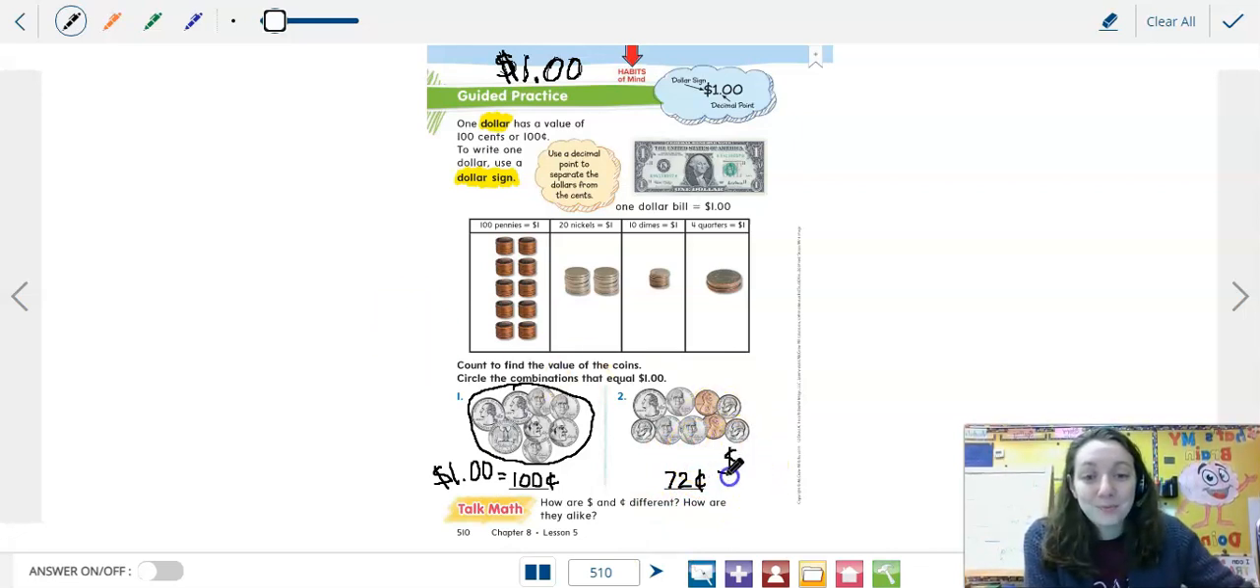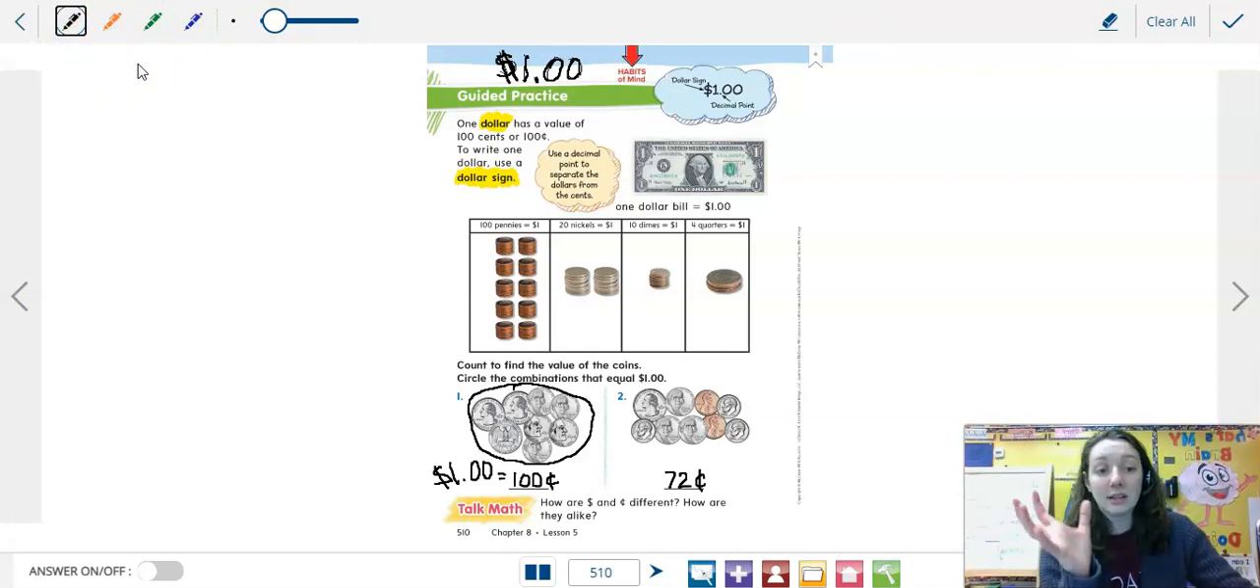Now, it's the same with the dollar. If I had $72, that dollar sign would show me what that 72 is. They're different because the dollar sign is showing dollars, right? So at least 100 cents, where the cent sign is showing the cents, like the coins. Okay, so that's how they're different.